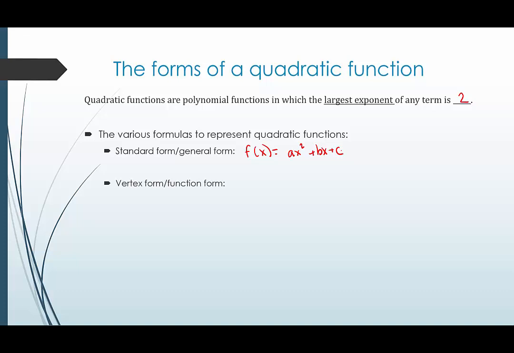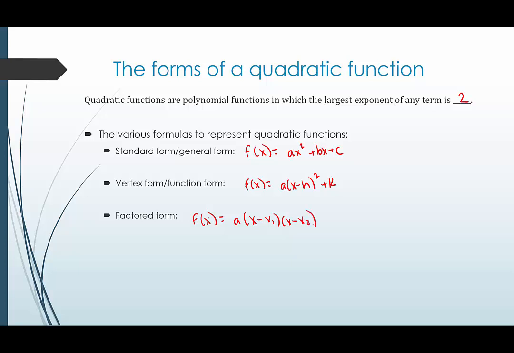Vertex form, sometimes known as function form, also sometimes known as standard form, is of the form f of x equals a times x minus h squared plus k. And we like vertex form because we can quickly identify the vertex of the graph. And lastly, we have factored form. Factored form is f of x equals a times x minus x sub 1 times x minus x sub 2.